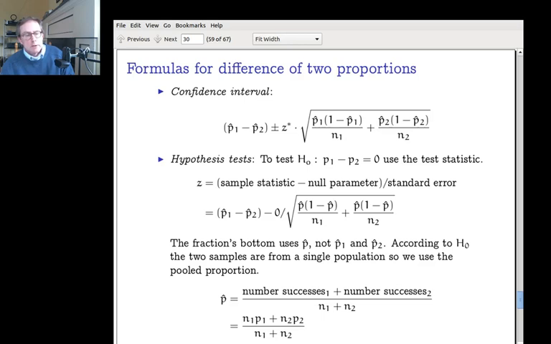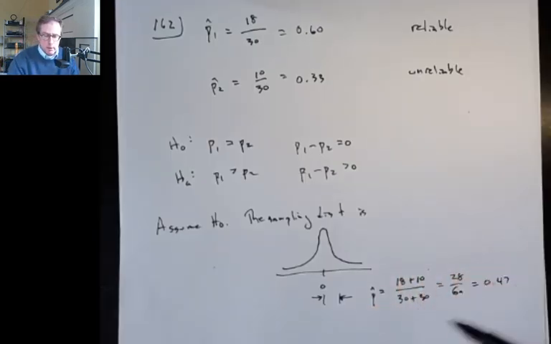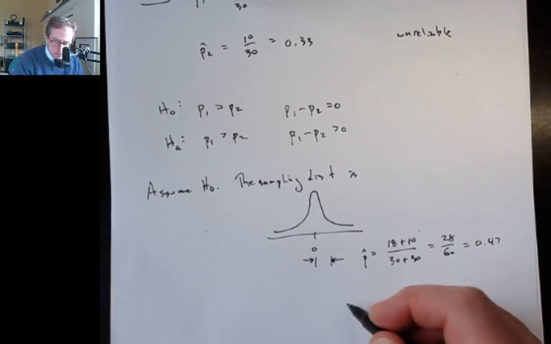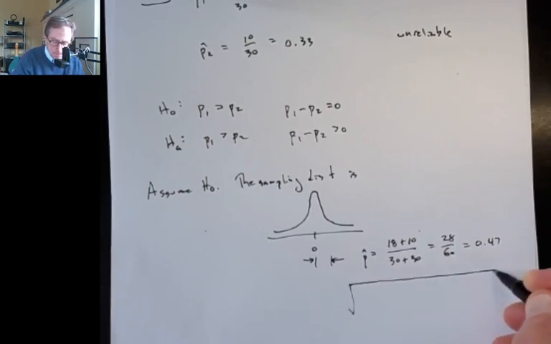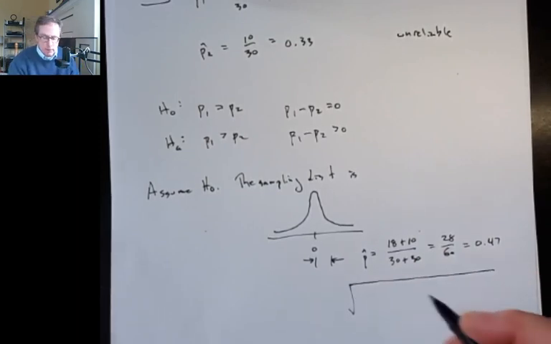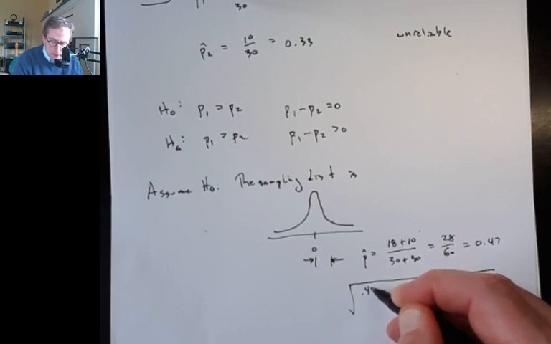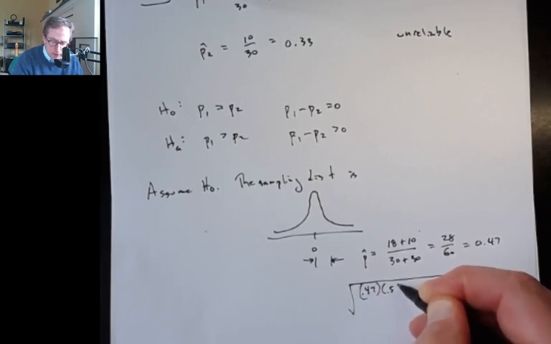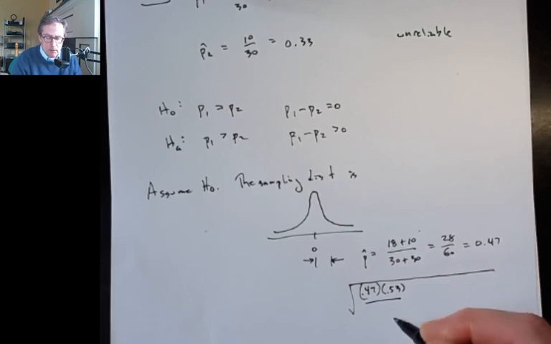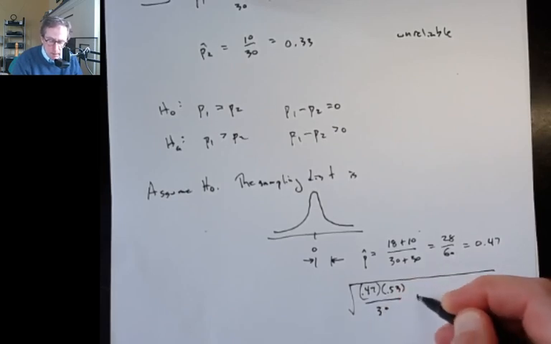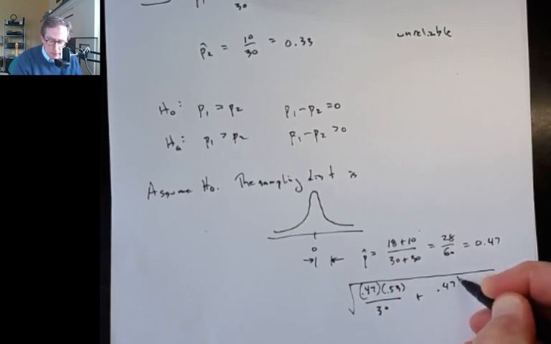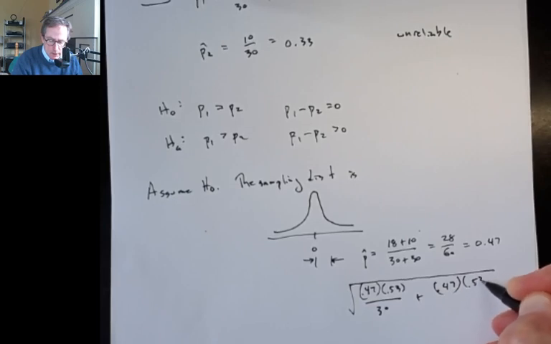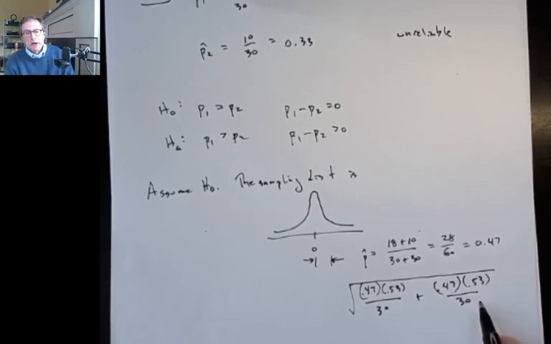Okay, so here we go. Back to the piece of paper. I've got to take the square root of 0.47 times 0.53 over 30 plus 0.47 times 0.53 over 30. Now these two are the same, but in general you don't have to have the same number in the sample as in the other sample, so they could be different.